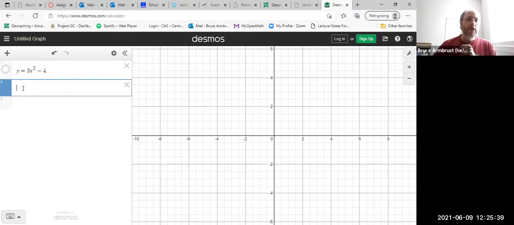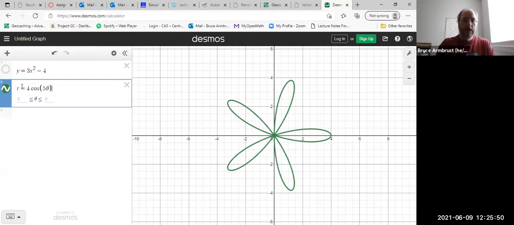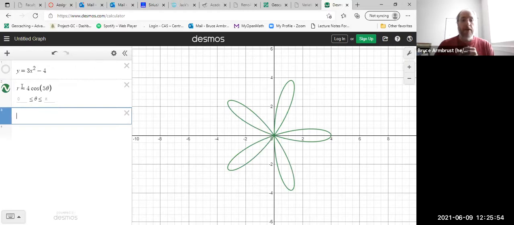I also showed you how we can do polar, and that's where we do the R equals, right? So you do something like 4 cosine of 5 theta, right? So with polar, you can type in R, and anytime you want a theta, you actually type the word theta, and it'll graph it. So there's your 5 petaled rose.